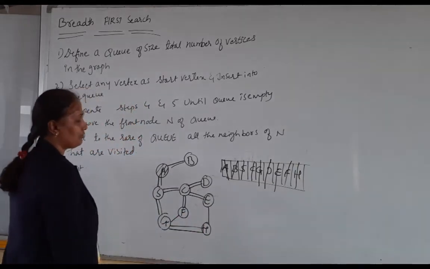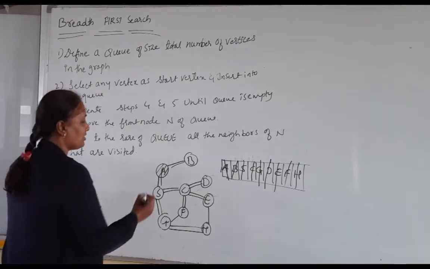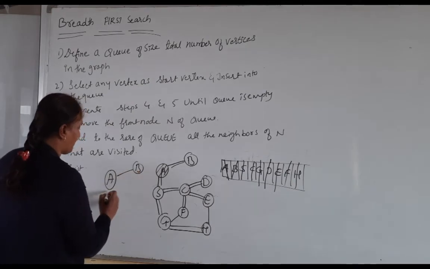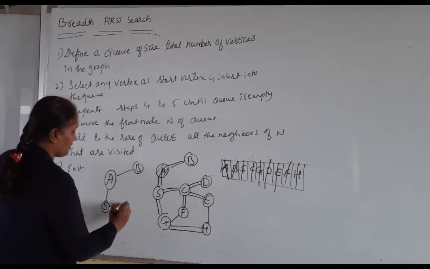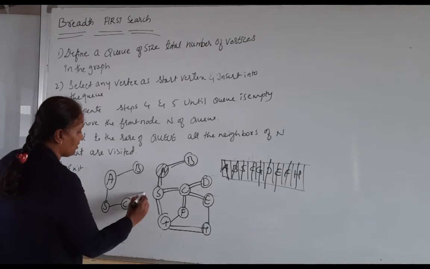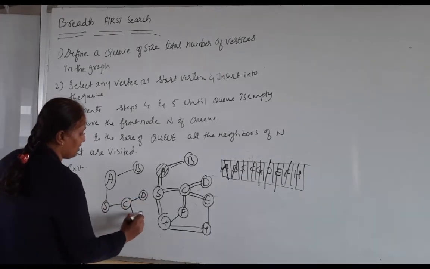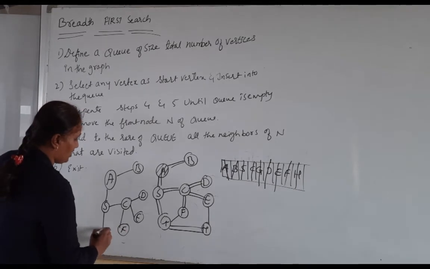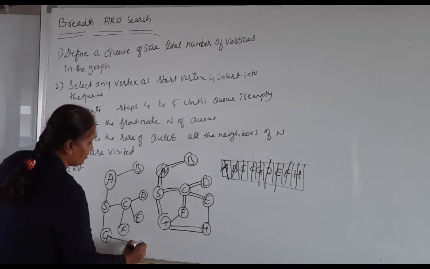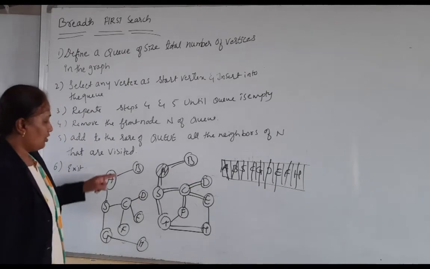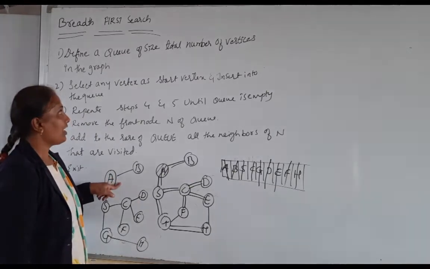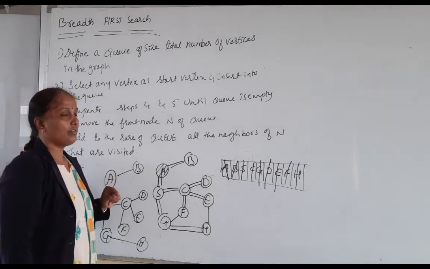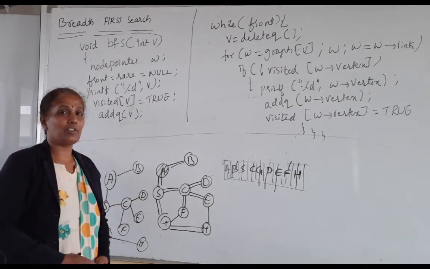So at the end, the minimum spanning tree that I get is A, B, S, C, D, E, F, from this G, then G to H. So this is the minimum spanning tree that I get from the BFS. Okay, so next we see the function for this BFS.